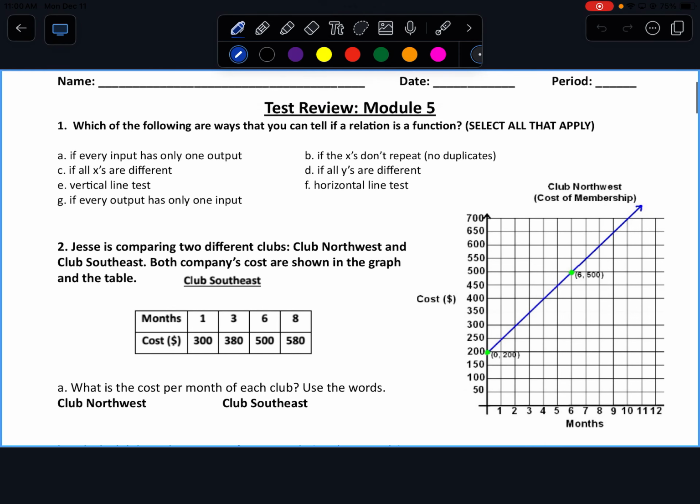So the review for Module 5 for the test. Okay, which of the following ways can you tell if a relation is a function? If every input has only one output.